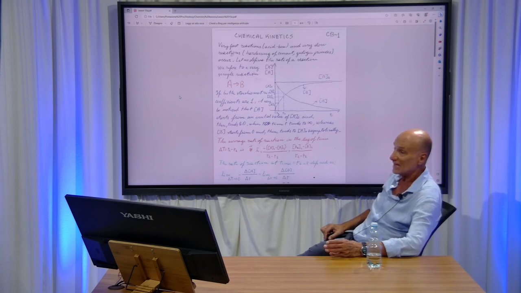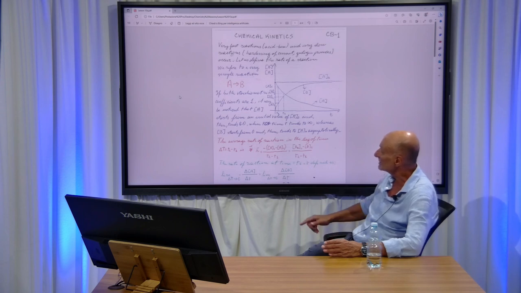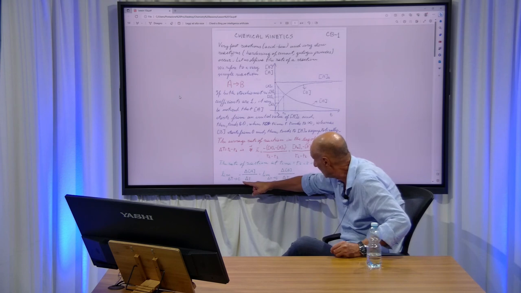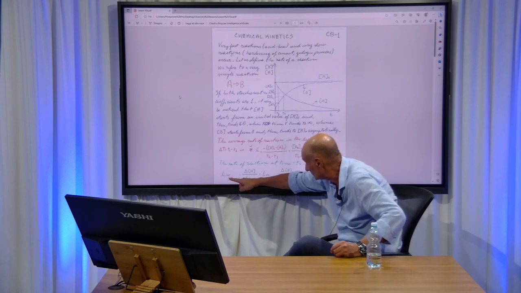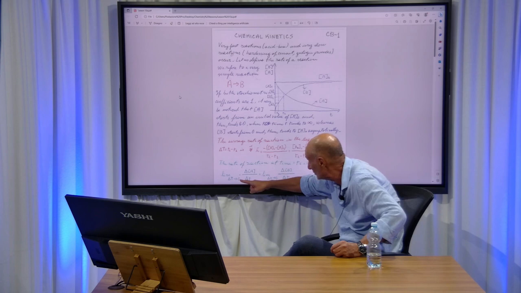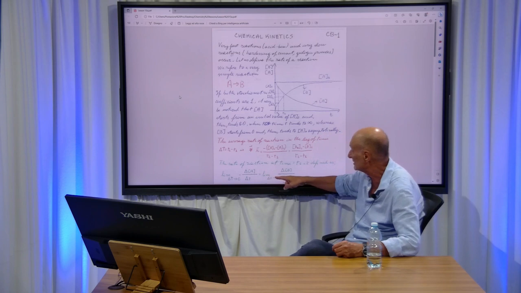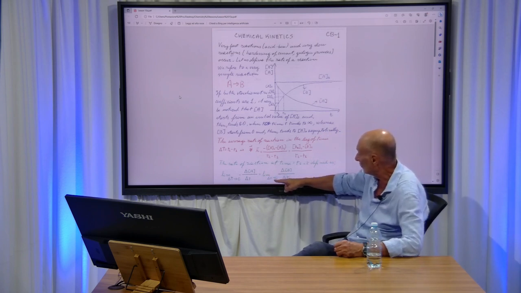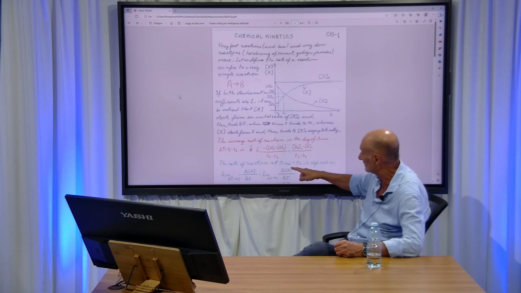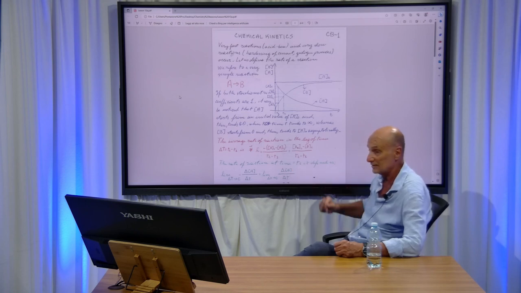So we can say that the velocity, the speed of the reaction at a particular time, is given by this formula. Namely, the rate of reaction will be equal to the limit for delta T tending to zero of minus delta A divided by delta T, which is the same as to say the limit for delta T tending to zero of delta B divided by delta T. Okay?